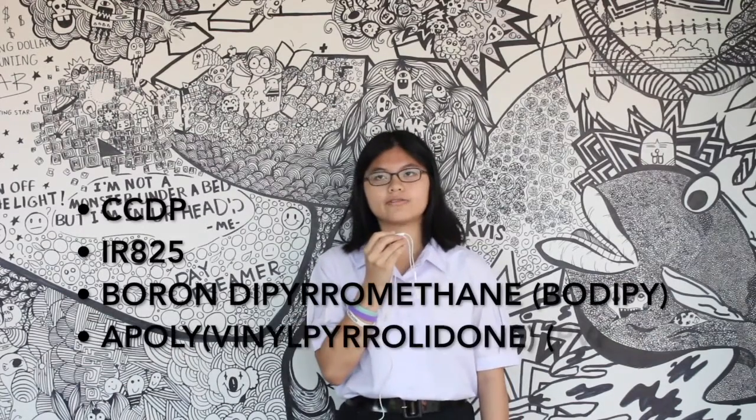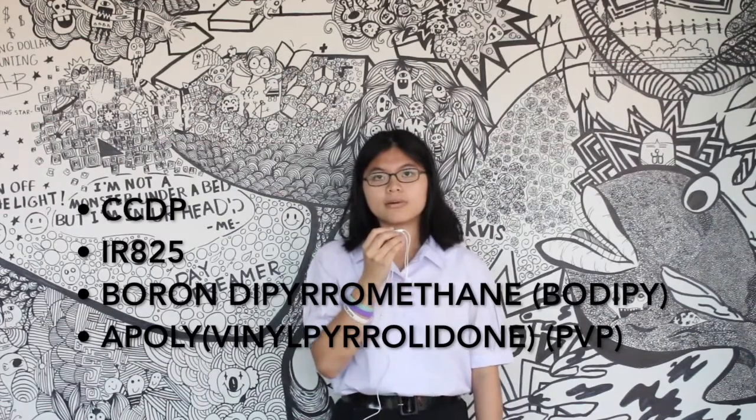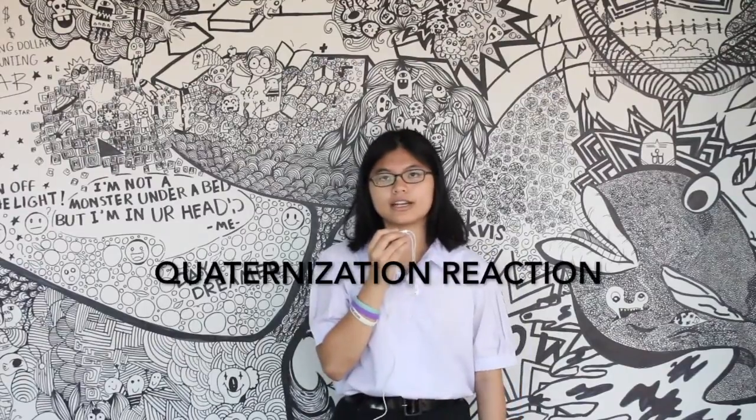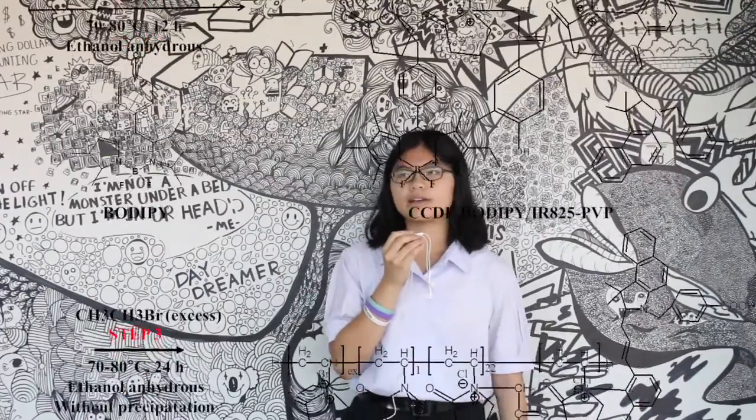FPVP was synthesized by CCDP IR825, boron dipyrromethene or BODIPY, conjugated with polyvinyl pyrrolidone or PVP, using a quaternization reaction. The structure of FPVP. The interaction between FPVP and bacteria was expected to cause fluorescent quenching. The fluorescent property was observed by an L550B luminescence spectrometer and an LSM510 confocal laser scanning microscope.